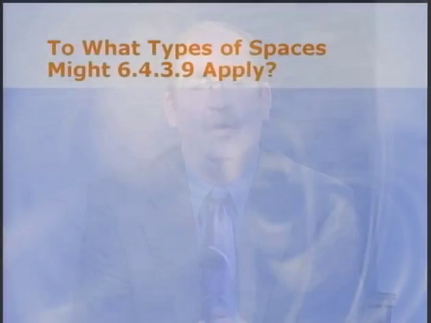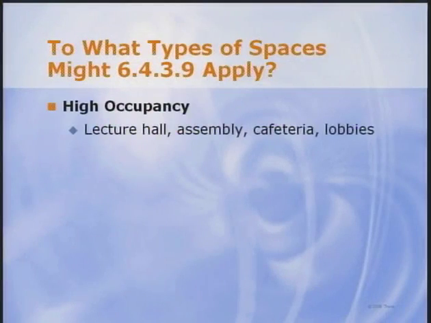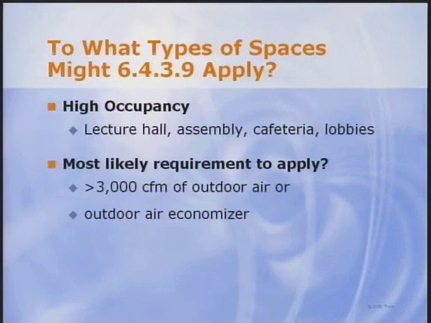Putting my engineering hat on, the high occupancy spaces that come to mind are assembly, whether it be places of worship or an auditorium. Also spaces such as lecture halls, lobby areas, and cafeterias may meet the criterion of a high occupancy space. Then the most likely of the three other requirements are that either the system has a required ventilation rate over 3,000 CFM or an air side economizer.